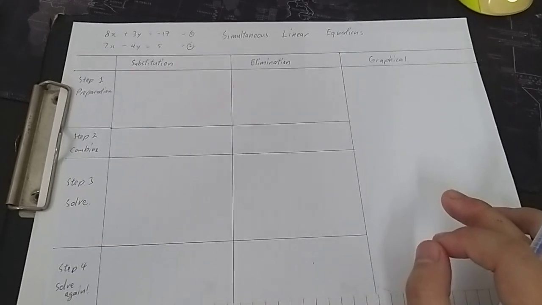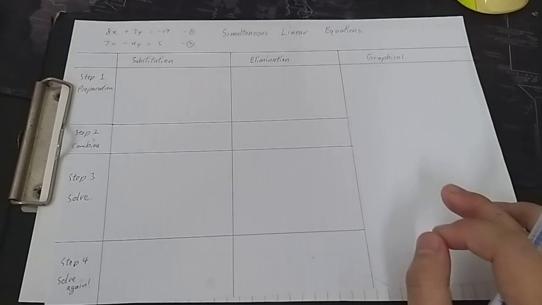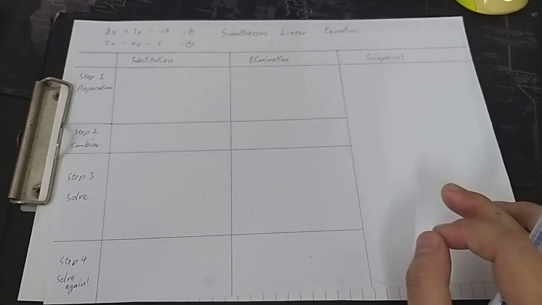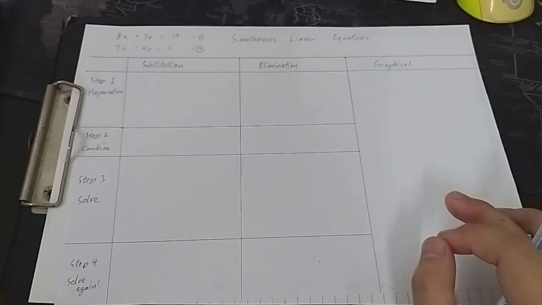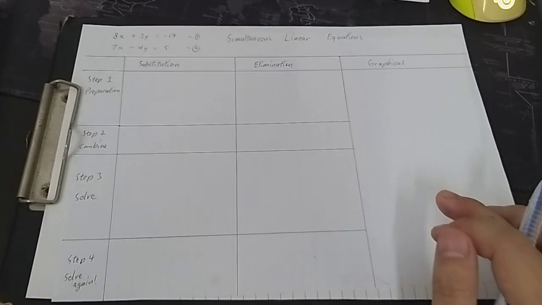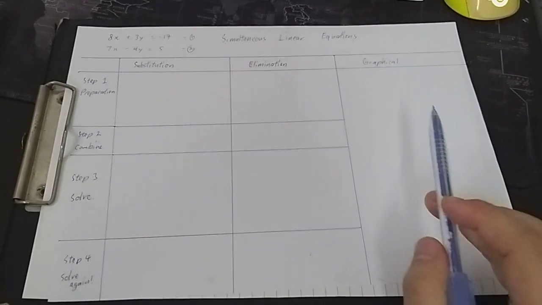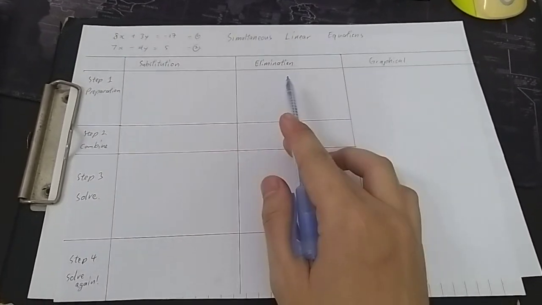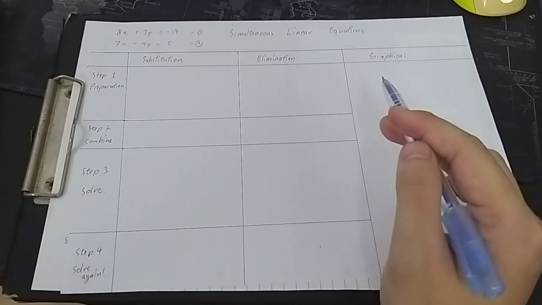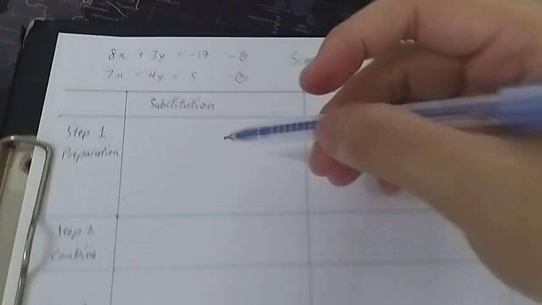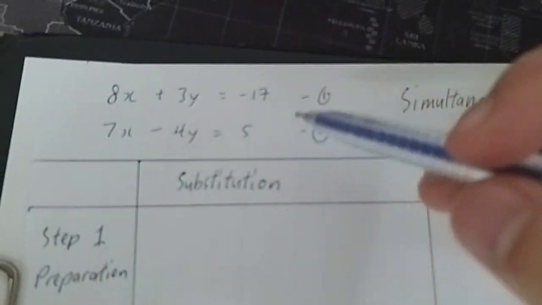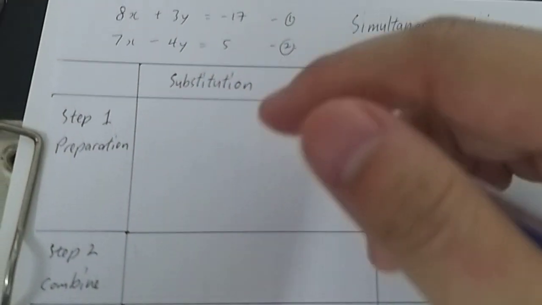Everyone, today we're going to do a summary of simultaneous linear equations. I'm going to focus first on substitution. For substitution and elimination, there are 4 simple steps that you can follow if you can't remember the way to do it. I have the question here. So let's start with substitution first.